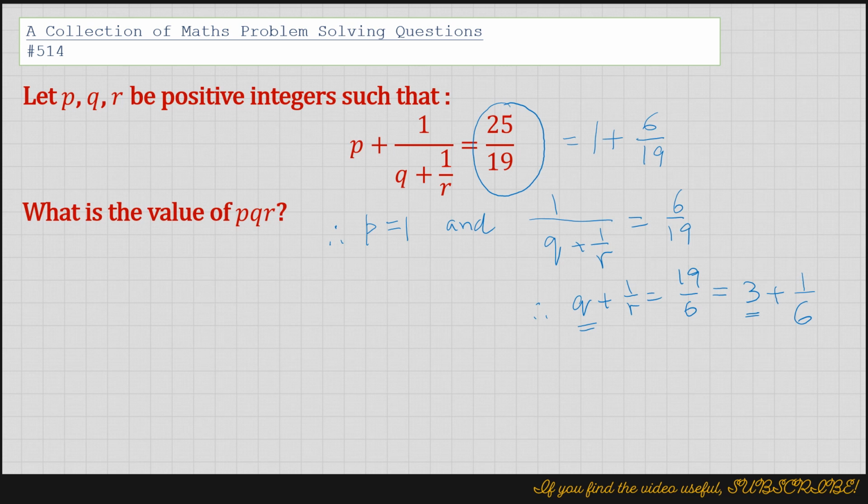Therefore q equals 3. So we've got two things, and the final one is r: 3 and 1 out of r equals 3 and 1 out of 6, and therefore r equals 6. So we've got the three values of p, q, r. So therefore we can write p times q times r would be 1 times 3 times 6, and that equals 18.